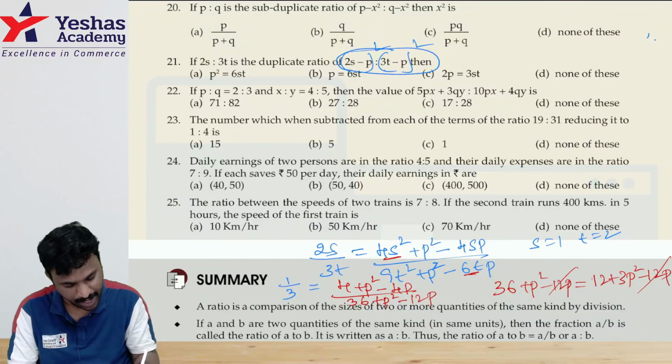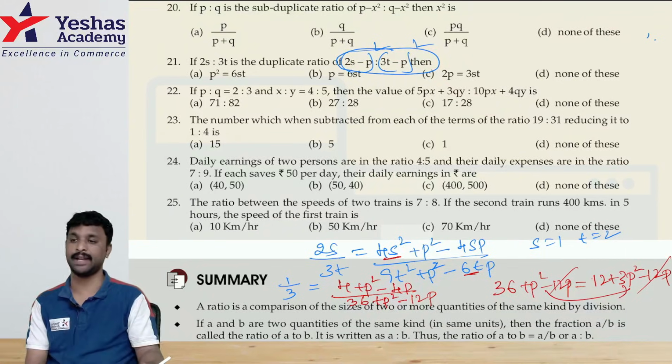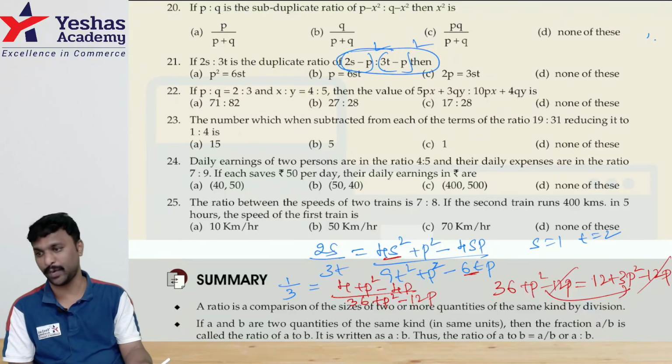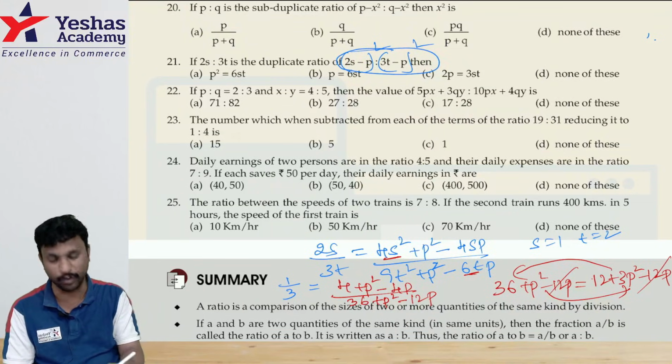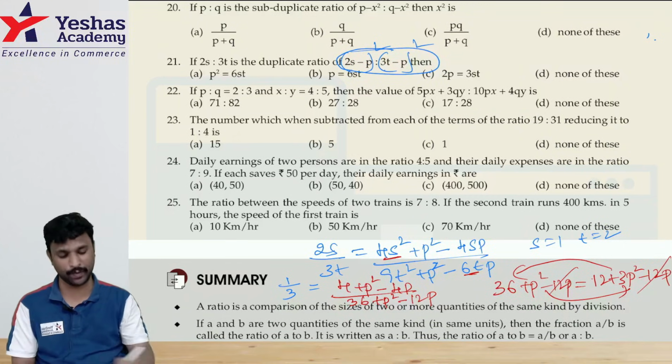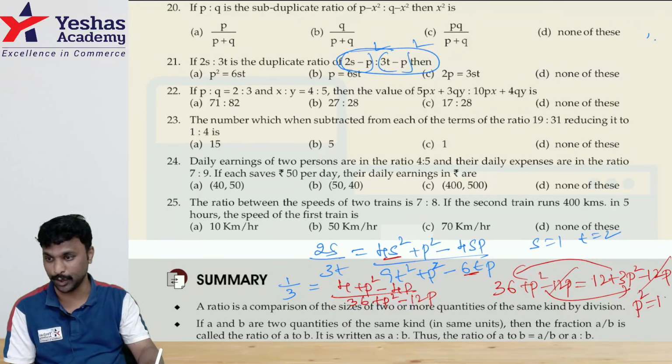12P will get cancelled, and P square is taken to the right hand side, becomes 3P square minus P square is 2P square, and 12 comes on the left hand side, becomes minus 12. 36 minus 12 is 24. 24 is equal to 2P square, so P square is equal to 12.